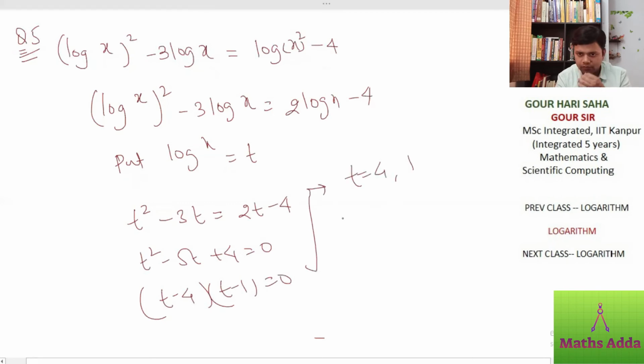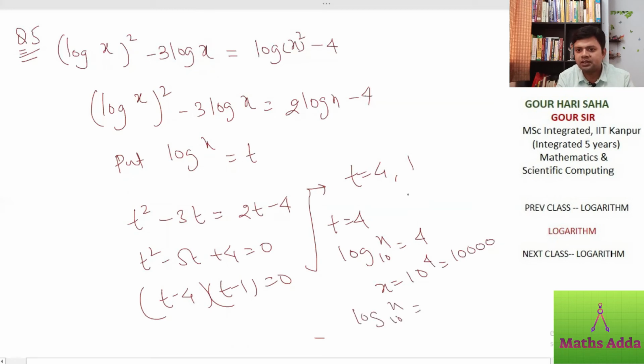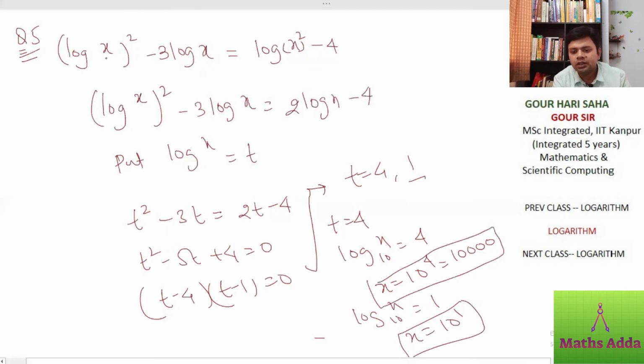When t is equal to 4, that means log of x base 10 is equal to 4. x will be 10 to the power 4, that is 10,000. Now log of x base 10, next answer, is equal to 1. x is equal to 10 to the power 1. This is one answer, this is another answer, right? Now let us check, will these values satisfy log x? Yes, for 10,000 log is defined. So for both the values log will be defined, so both are acceptable.